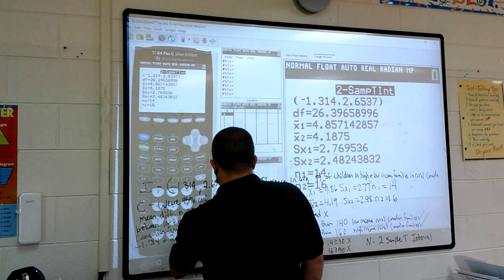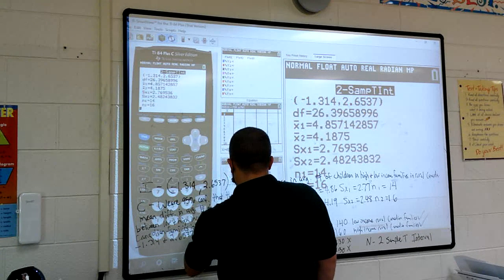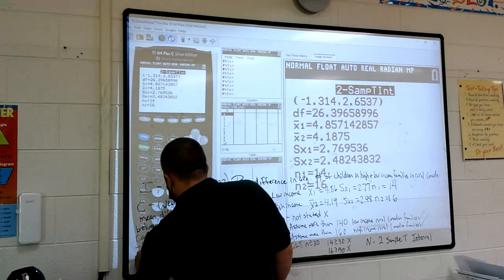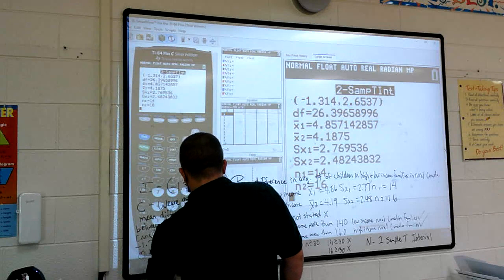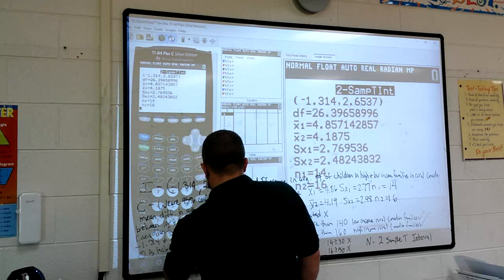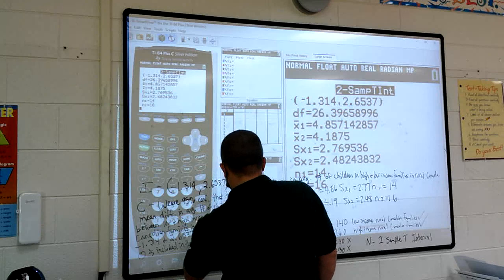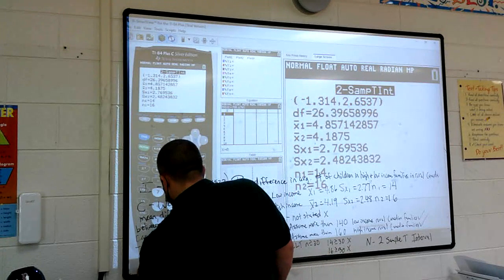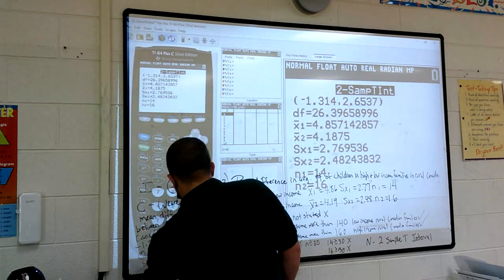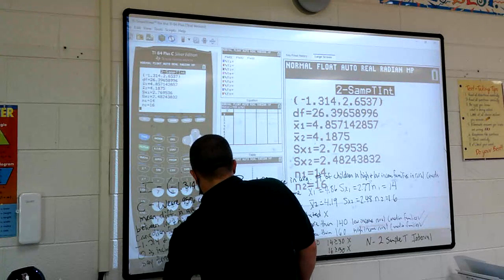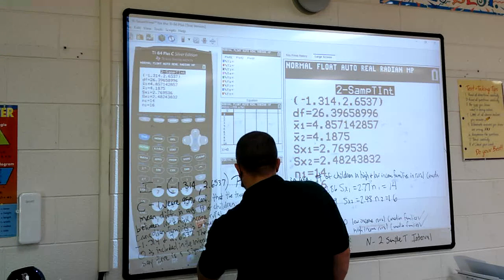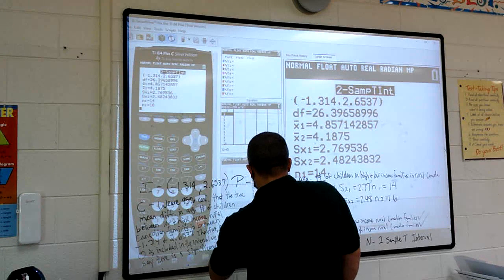Therefore, because 0 is included in the interval, we cannot say there is a significant difference. Because like I said, there may be a difference.